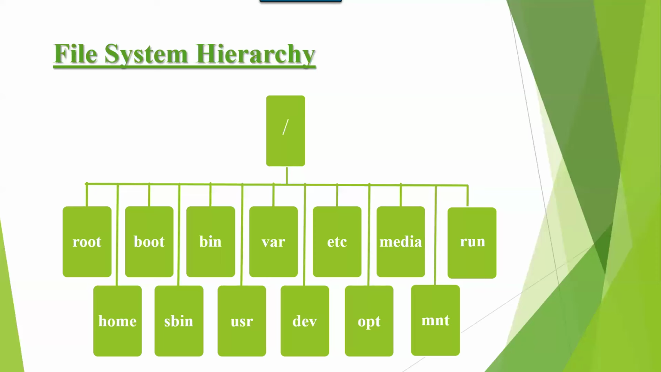Home is the home directory for the normal user. If you log in as a normal user and create any files or directories, the data is stored under home. Boot contains bootable files and the kernel, up to version 6. Sbin contains super user commands, the commands which can be executed by the super user. Bin contains normal user commands, the commands which can be executed by a normal user. USR contains default applications, applications which come along with the operating system. Those applications are stored under USR.